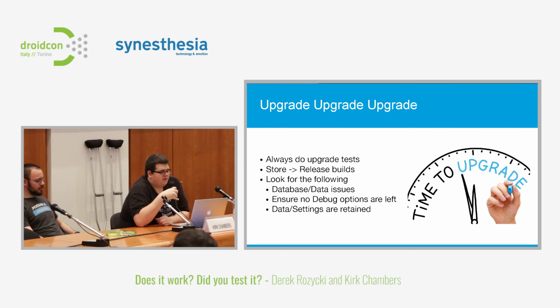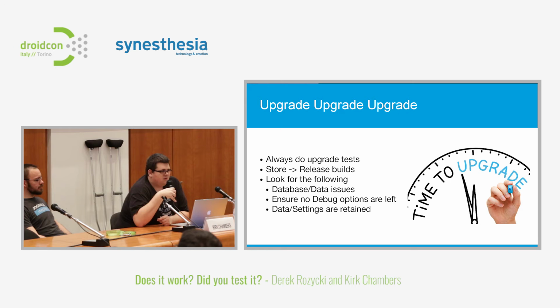Like I said, upgrade, upgrade, upgrade. Always do them. Do it from a store build to a release build. Just because you tested from one dev build to another dev build does not mean it's going to behave the same way. We've run into many issues where you test from dev build to dev build and it works just fine, but when you get in the real world, user data is stored differently. Look for the following issues. Database issues. In your new build, do you have a different database style? Are you using different fields? Make sure that if you're dumping the database on upgrade, you refill it correctly and it still shows the old data correctly.